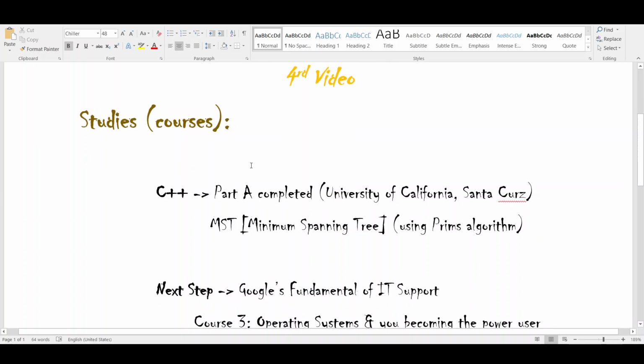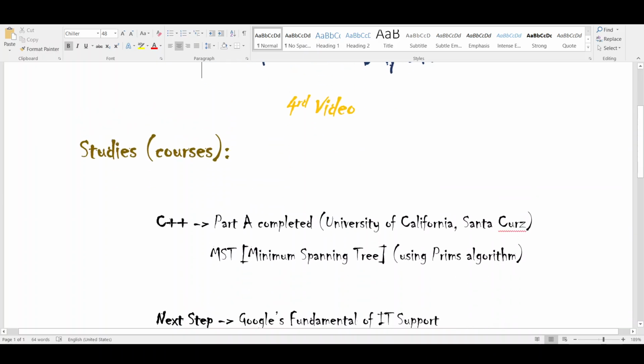So yesterday, yes, I completed the C++ specialization, which we were doing, the C++ part A, completed by the University of California, Santa Cruz.